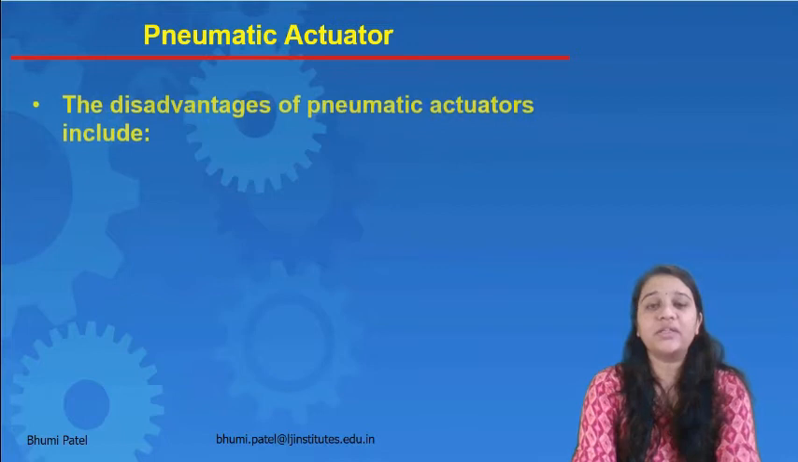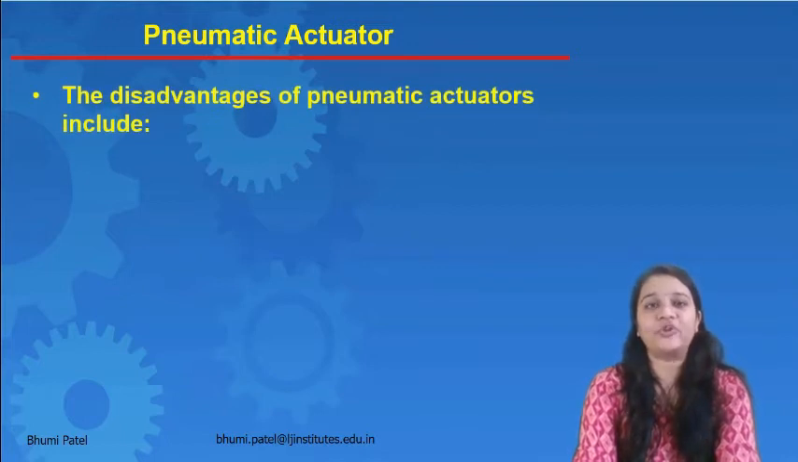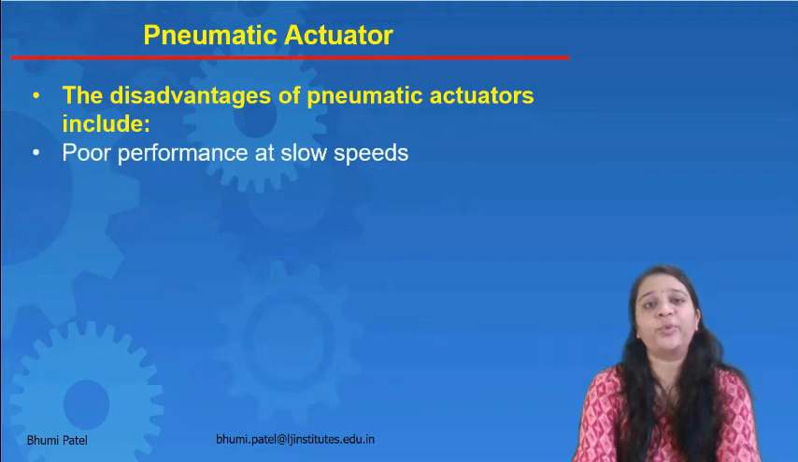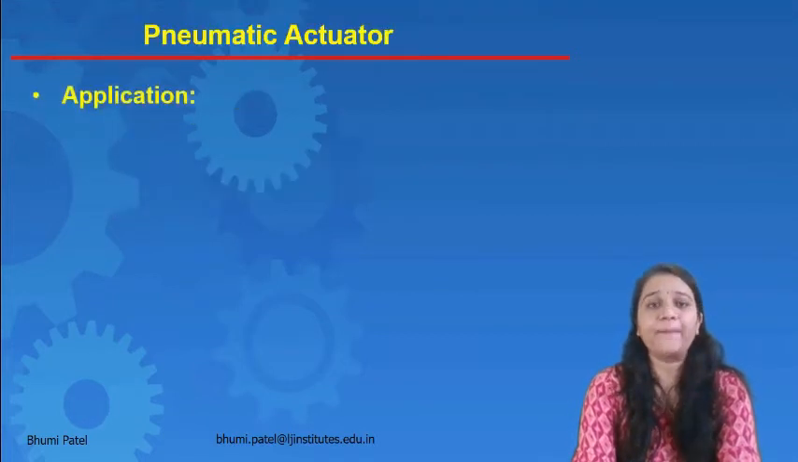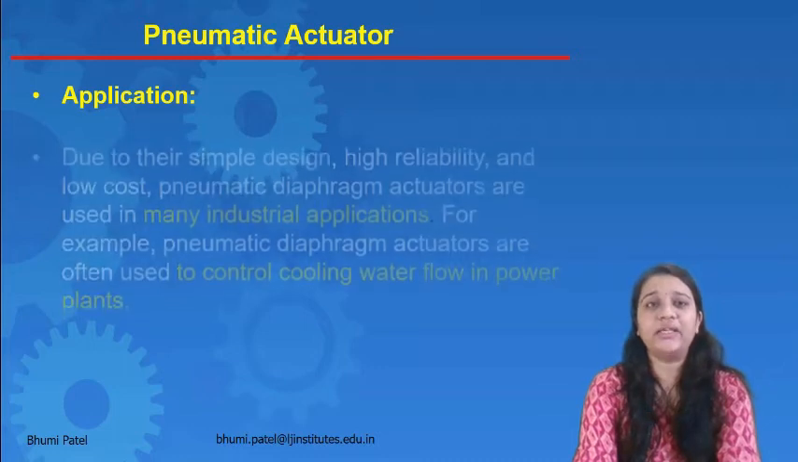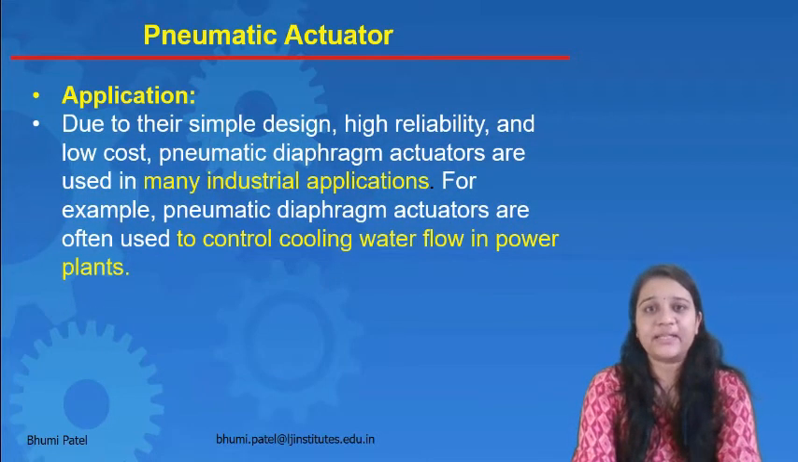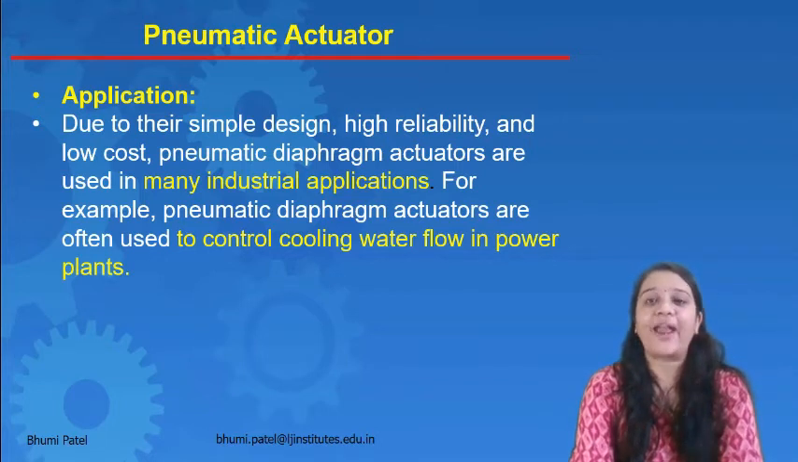Okay. Now the next one is the disadvantages of pneumatic actuators. They include poor performance at slow speed, so the speed of response is lower compared to the hydraulic actuator. It is impossible to precisely control position unless the valve is fully open or fully shut. Now, the application of pneumatic actuators is due to their simple design, high reliability, and low cost. Pneumatic diaphragm actuators are used in many industrial applications.